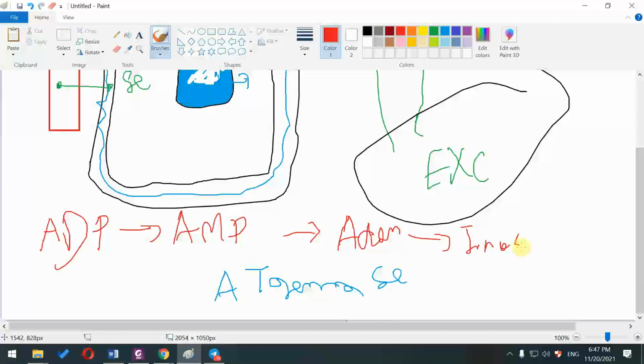Then adenosine becomes inosine, and inosine becomes hypoxanthine, and the hypoxanthine becomes xanthine, and the xanthine becomes uric acid. That's a lot. You don't need all of this. In this graph, you only need this area. The other ones you will need when we speak about gout. I will come back to this.